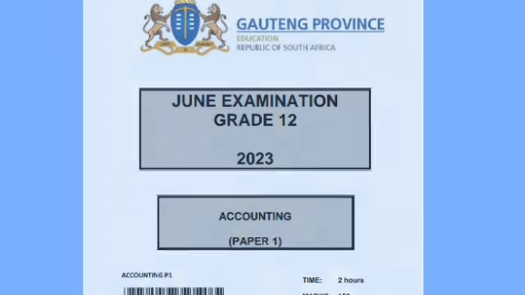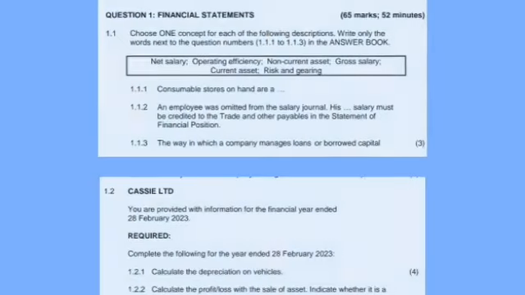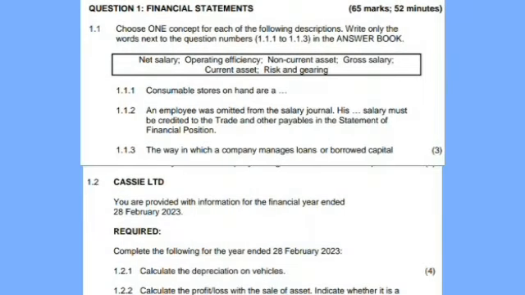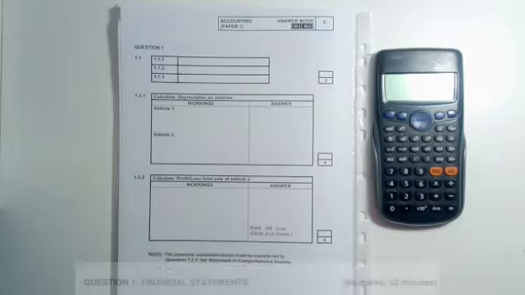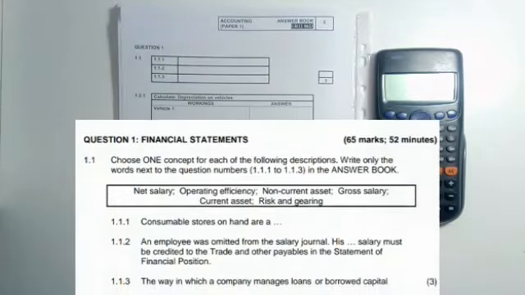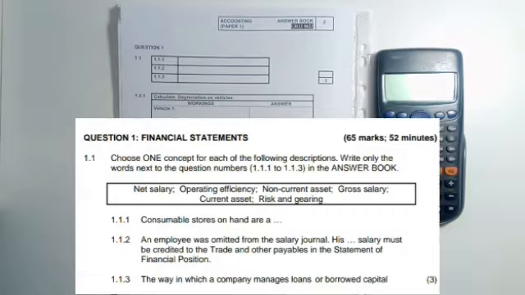So it is really a full question, and getting started with question 1 of this question paper, we are dealing with financial statement concepts. It says choose one concept in each of the following descriptions. We have some descriptions in a box, and we are going to match them, pretty much a fill in the missing word. 1.1.1 says consumable stores on hand. Consumable stores on hand, where do they fall under? Are they net salary, operating efficiency, non-current assets, gross salary, current assets, or risk and gearing?